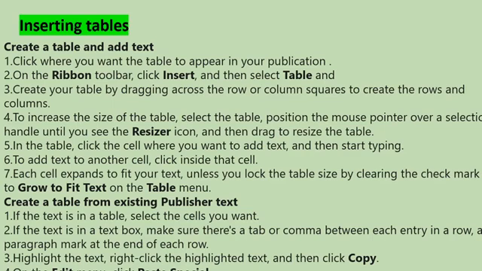To create a table from existing Publisher text, if the text is in a table, select the cells you want. If the text is in a text box, make sure there is a tab or comma between each entry in a row and a paragraph mark at the end of each row. Highlight the text, right-click the highlighted text and then click Copy. Then you usually go to Home, that is the Home button, and then Paste Special.